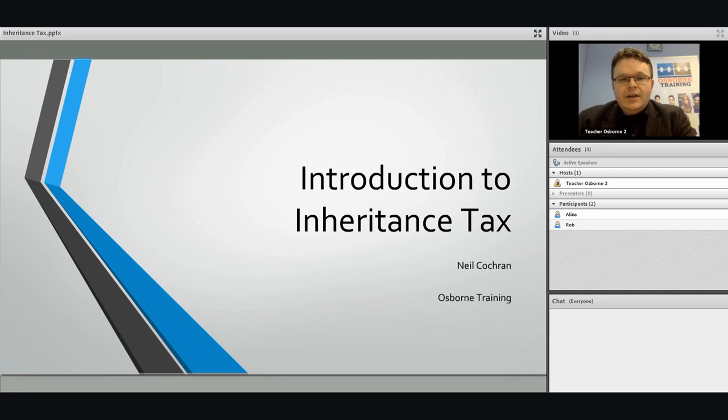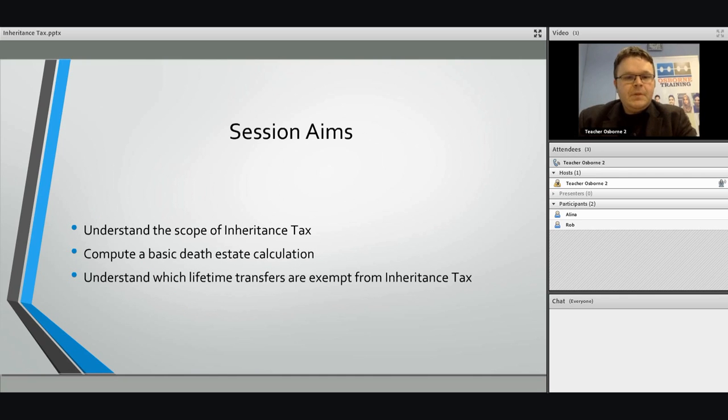So, let's look at our goals for the day. The goal for this session is, first and foremost, to understand the scope of inheritance tax. This basically means what inheritance tax covers. Whenever you see this word, scope, that basically means what the entire tax covers. After that, we're going to learn how to compute a basic death estate calculation. Nothing too complicated for the first session, just to give you an idea of how to go about calculating a death estate.